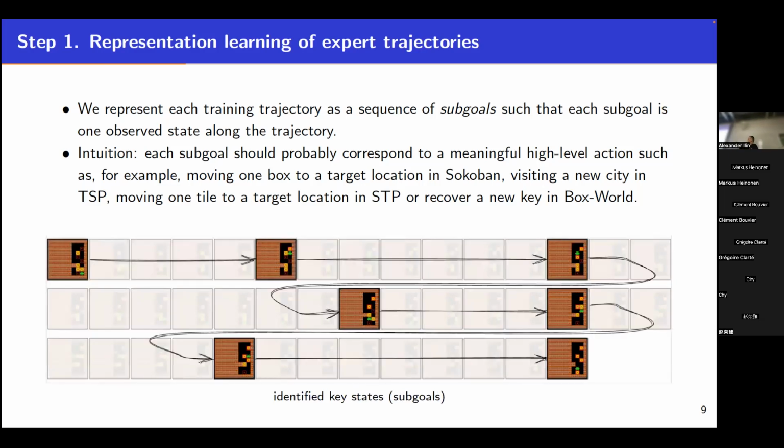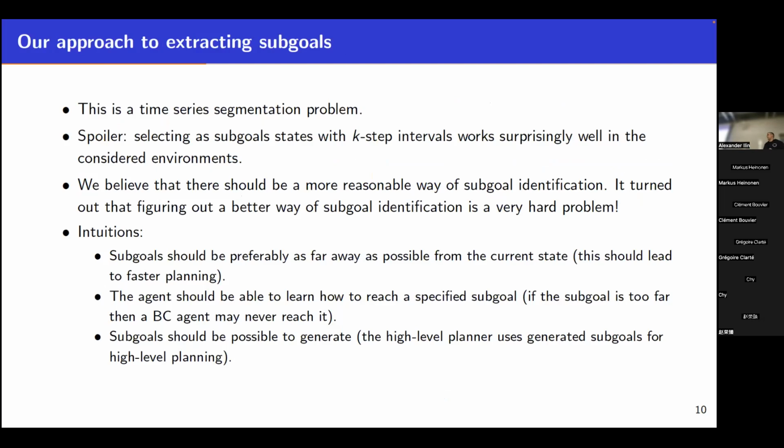So on a high level, we think that our agent is really moving from one subgoal to another. And it may need several steps to move from one subgoal to another. Okay, so how do we solve this problem? Actually, this problem turned out to be very hard. And in principle, it's a time series segmentation problem.